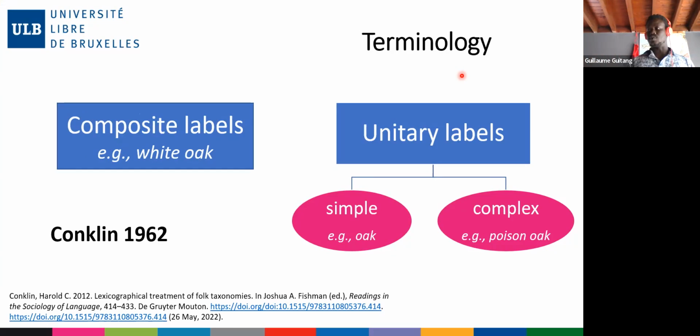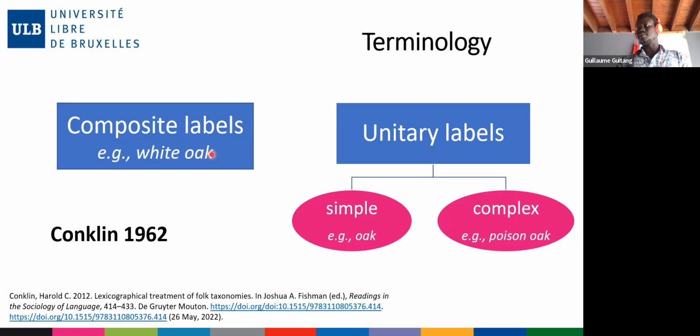So there are composite labels, like the example that you have, the white oak. Composite labels are labels that involve a head word, which specifies a taxon or a category, and then you have an attributive element which qualifies that head word. It is the case, for example, of white oak, where oak is a taxon, a category, and white is the attributive, which qualifies oak.